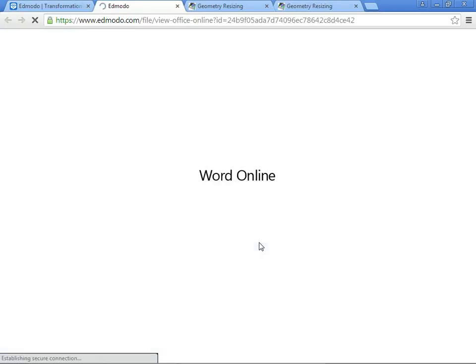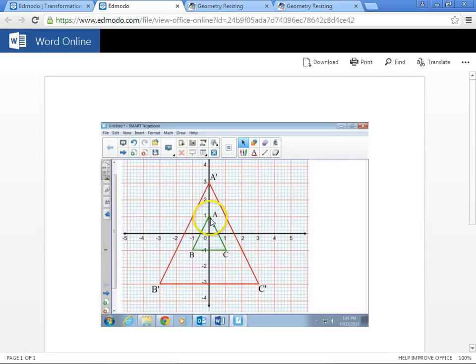Here's a picture that I really like of a dilated triangle, and once again dilated about the point (0,0). Our original image, we could say, is ABC, and if you look at the coordinates of ABC, A is at (0,1), B is at (-1,-1), and C is at (1,-1). Now, the dilated image, you can see A prime is at (0,3), B prime is at (-3,-3), and C prime is at x coordinate 3 and y coordinate -3.